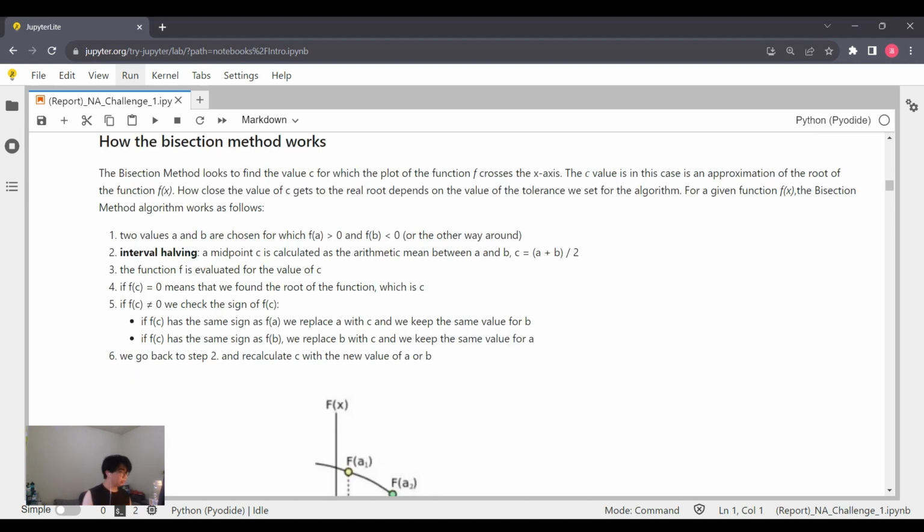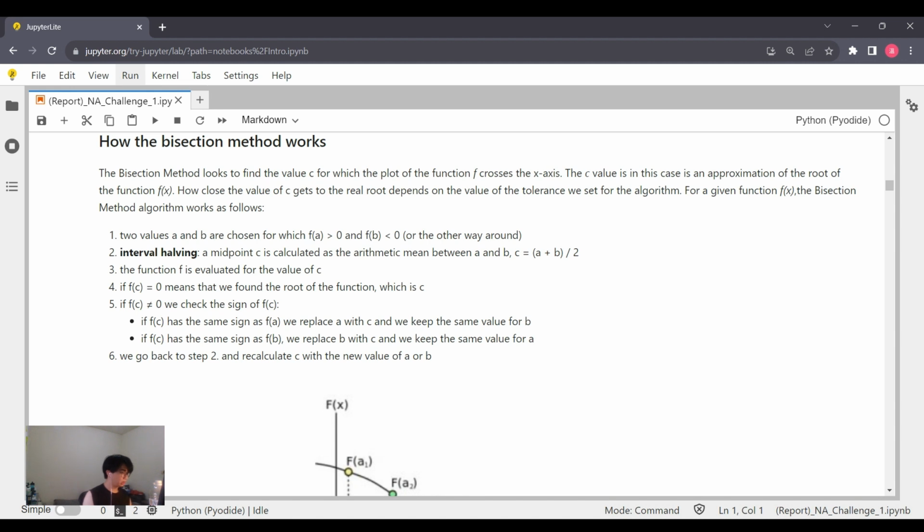One, two values a and b are chosen for which f(a) is greater than 0 and f(b) is less than 0, or the other way around. Then a midpoint c is calculated as the arithmetic mean of a and b. So next, the function f is evaluated for the value of c.